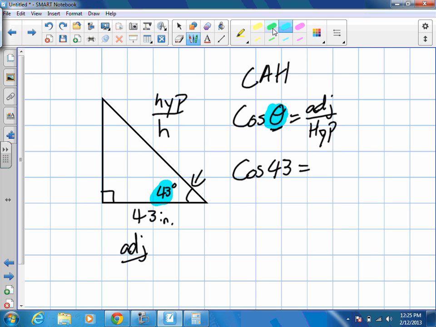is 43 inches. That's fine. We're going to plug that in for the adjacent. And the hypotenuse is known as h. So we're going to plug h in for that. So we're going to get 43 divided by h.